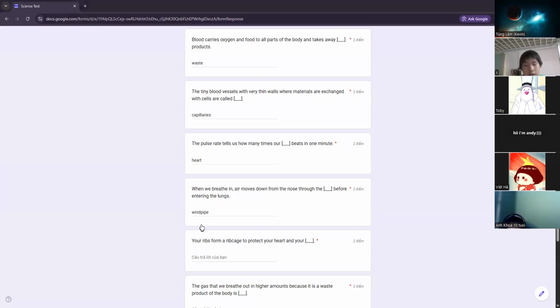Now, there's also a scientific name for the windpipe, and it's known as the trachea. Alright, I'll continue. The windpipe is also known as the trachea.